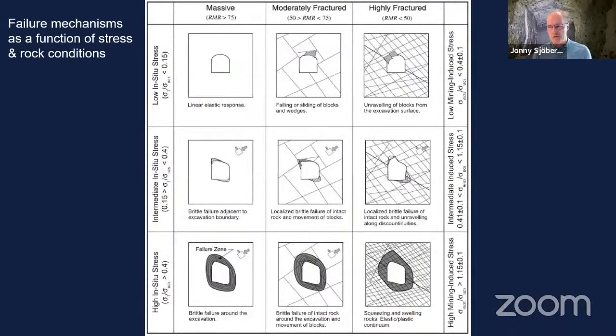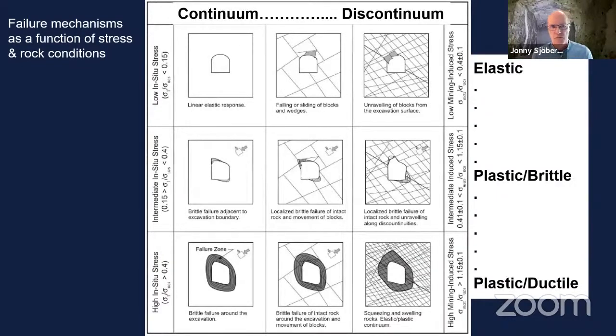Just an example, you've probably seen this figure. It comes from Hoek and then later adapted by Diederichs and Kaiser and so on. We have failure mechanisms as a function of stress and rock conditions, ranging from low in situ stress to high, and from massive to more fractured and highly fractured rock. And this would cover both continuum and discontinuum behavior, but also different material response, from elastic at some point, moving on to plastic brittle, plastic ductile, or combinations of brittle and ductile behavior within the rock mass.